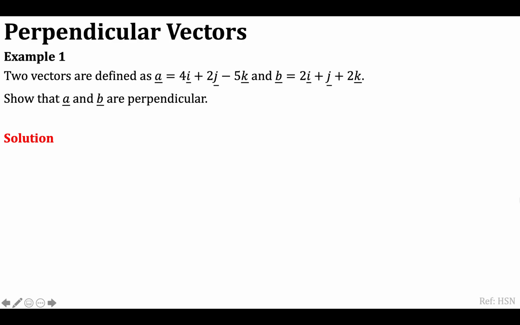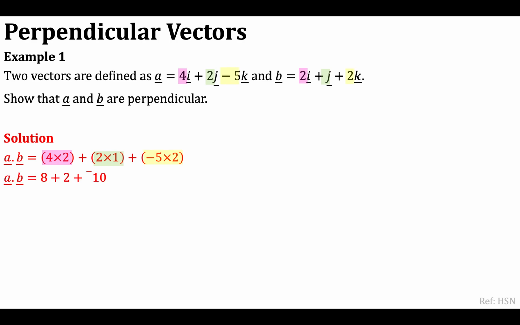Now, we've been given these vectors, A and B, and they are written using the unit-base vectors i, j and k. So we can use the rectangular perspective of the dot product. So A dot B is equal to 4 multiplied by 2 plus 2 multiplied by 1 plus negative 5 multiplied by 2. That gives us 8 plus 2 plus negative 10. And we can see there that our dot product A dot B is equal to 0.